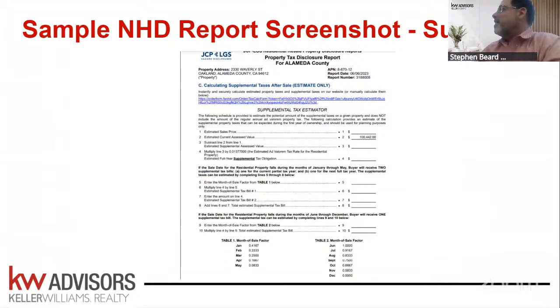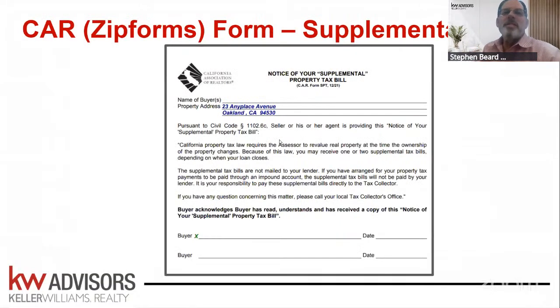So when your buyer pays their first tax bill that following year, it's based on the old one. And it creates a huge discrepancy, and your buyers get upset if they don't know. So you want to warn them. How do we warn them? Number one, you give them this Zip Form. It's right from Zip Forms, and it talks about it here. Now, this doesn't really explain how it gets calculated and why it happens, but it's a start.